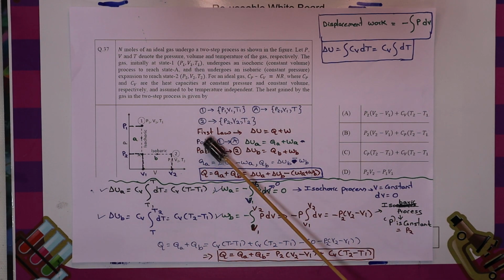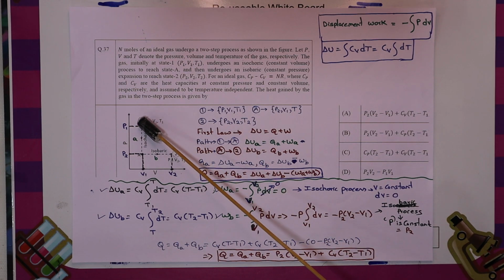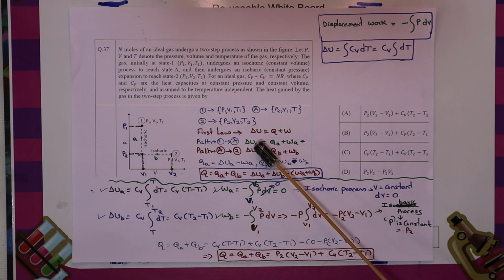So let us take the path 1 to A. The change in internal energy in path A is nothing but the heat involved in path A plus the work involved in path A. Similarly, for path B, which is the isobaric process from A to 2, the change in internal energy is the heat involved in path B plus the work involved in path B.